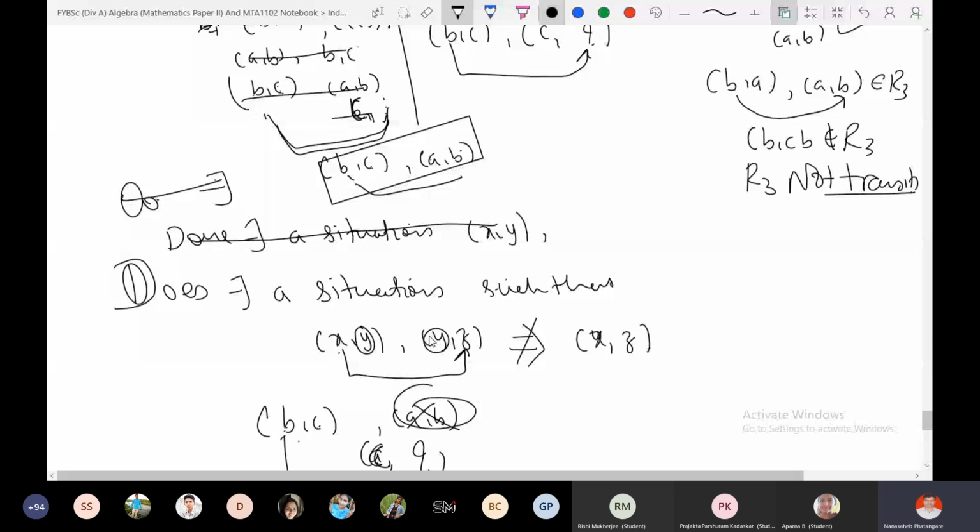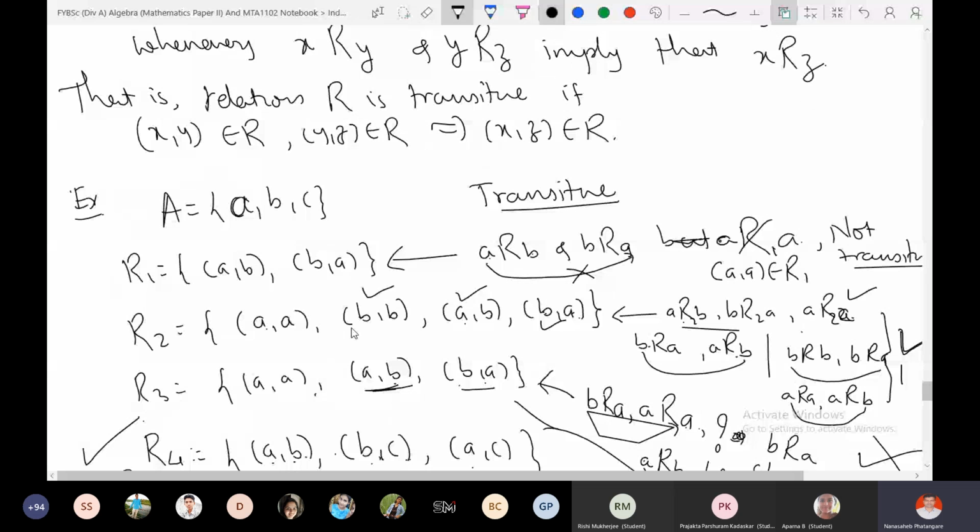You can see in our previous examples, this relation R2 is not reflexive. Why? Because C comma C is not in R2. Exactly, the one evidence is there. A comma A is there, B comma B is there, that is not an issue, but C comma C is not there. That is the point. So, can you produce evidence that X comma X is not in the relation?